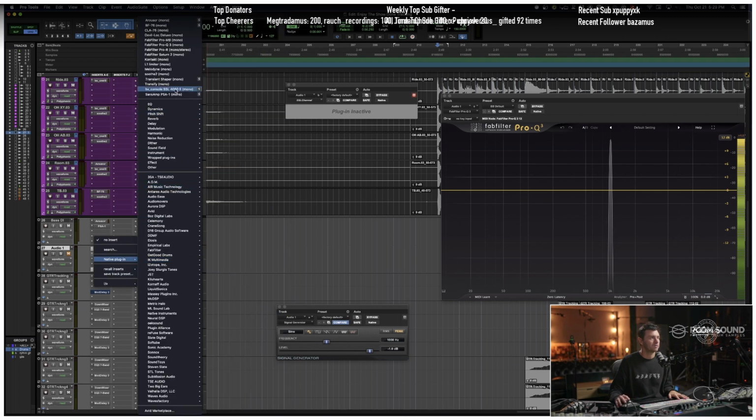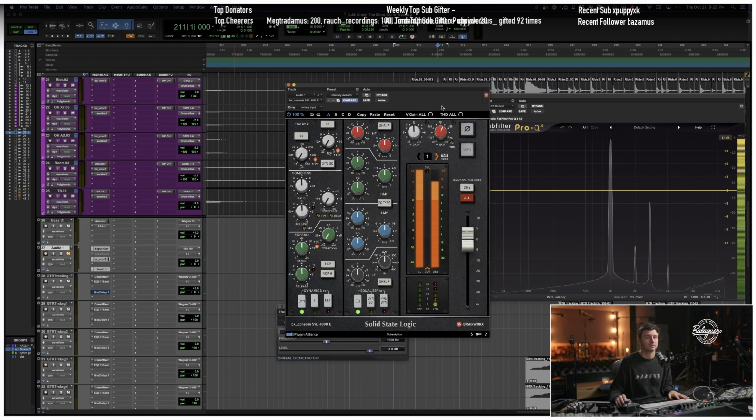Now let's go Brainworks. Look at all those extra harmonics. And the gain is just noise. That's like the equivalent of the Waves analog.